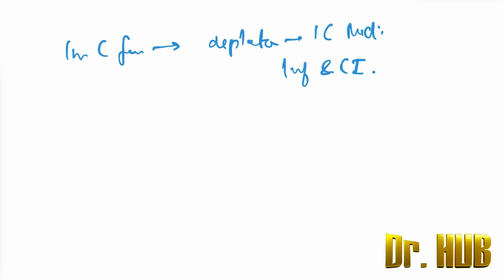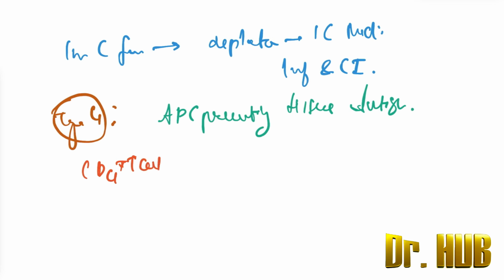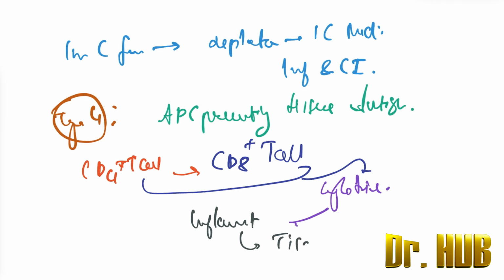Next, we'll move on to type 4 hypersensitivity. Under type 4 hypersensitivity, there is an APC presenting tissue antigen, which is attached to the CD4 plus T cell, along with the CD8 plus T cell. Both of them form the cytokines and lead to the inflammation and ultimately to the tissue injury.